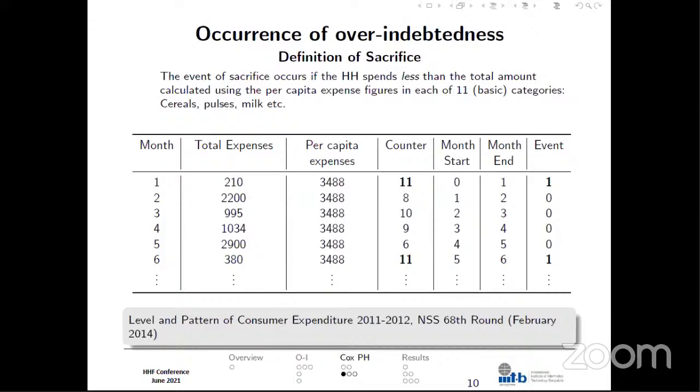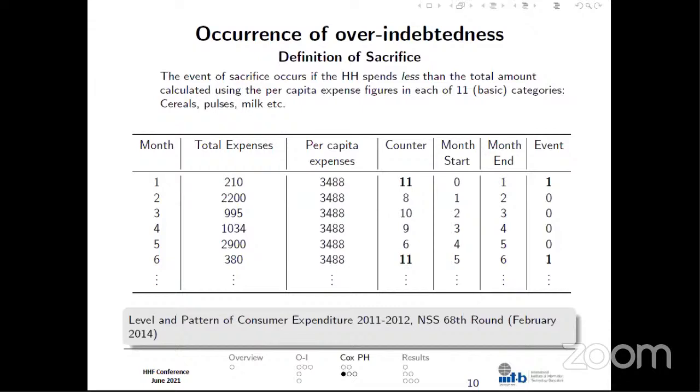And now, where did I get the per capita expense data from? This is from the NSSO data from 11 and 12. I should also say that the financial diaries data was collected around 2015. So we're not too far off between when the per capita numbers were presented and when the diaries data was collected.